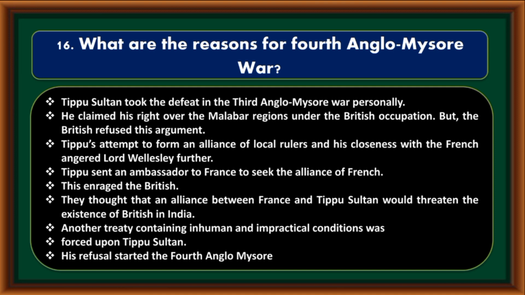This enraged the British. They thought that an alliance between France and Tipu Sultan would threaten the existence of the British in India. Another treaty containing inhuman and impractical conditions was forced upon Tipu Sultan. His refusal started the 4th Anglo-Mysore War.